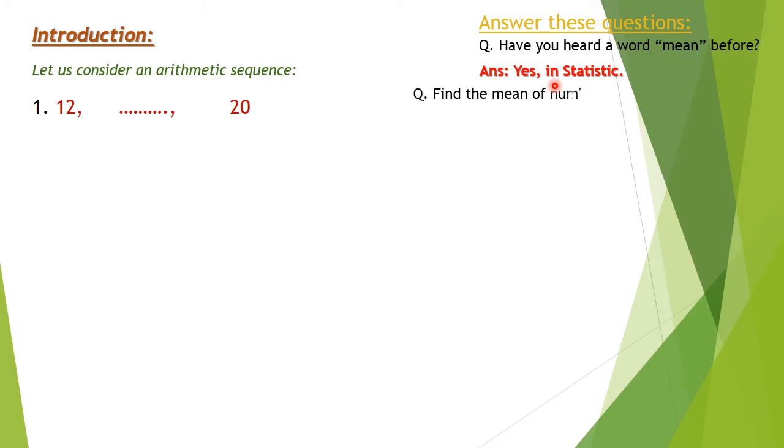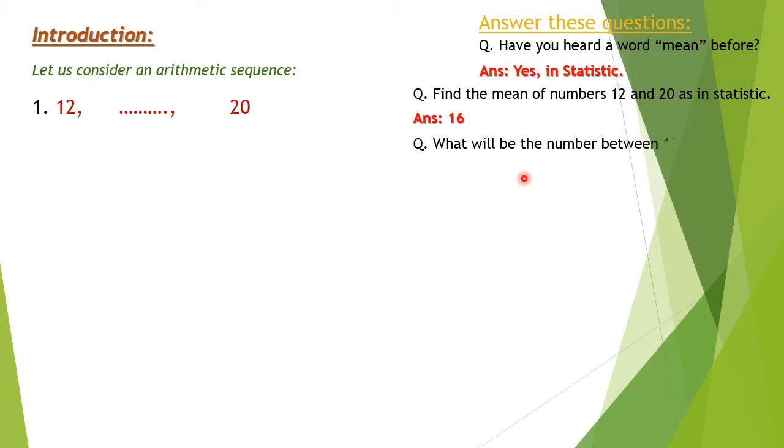Find the mean of numbers 12 and 20. Here you can see from the sequence 12 and 20, and we can find the mean of these numbers, isn't it? The formula is as usual, sum of observations upon number of observations, and the answer is 16. The mean of 12 and 20 is 16. Now, as I have already told you, we are building towards something. We are developing the concept of arithmetic mean here in sequence and series.